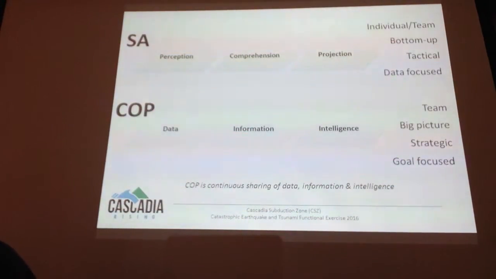So as you can see, situational awareness is perception, comprehension, projection. Common operating picture is data, information, intelligence. Common operating picture is the big picture. It's everybody working together. The other one is the individuals grabbing the information and bringing it up, and that allows for the common operating picture. Okay, thank you.